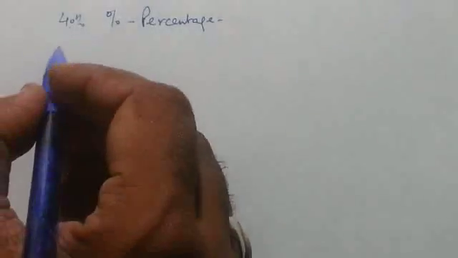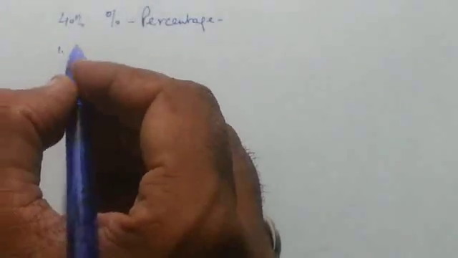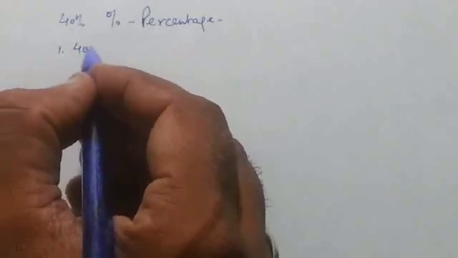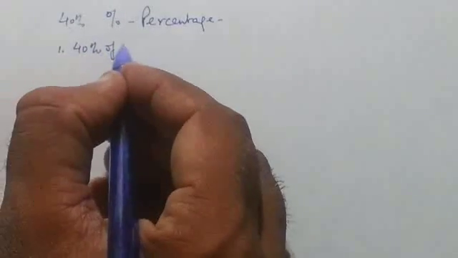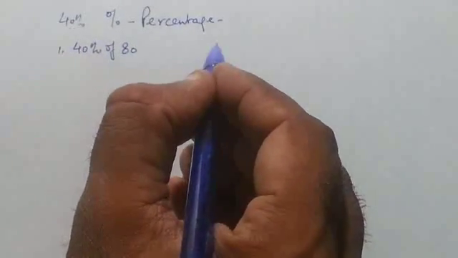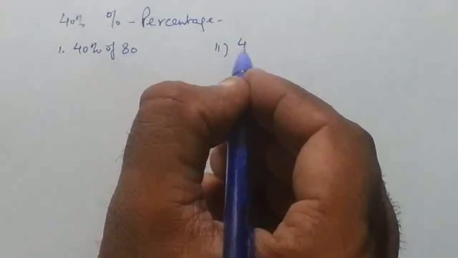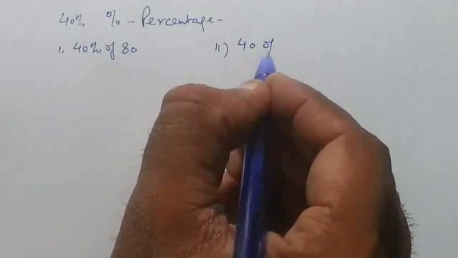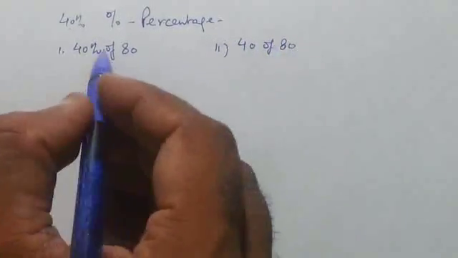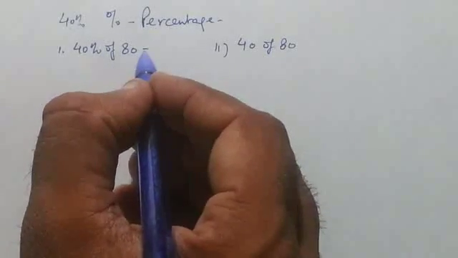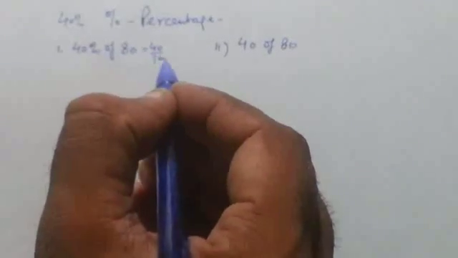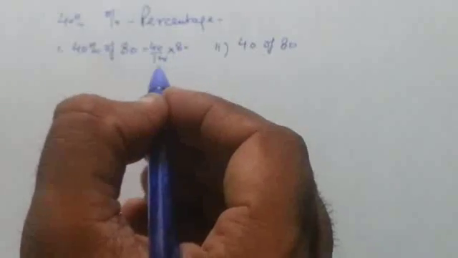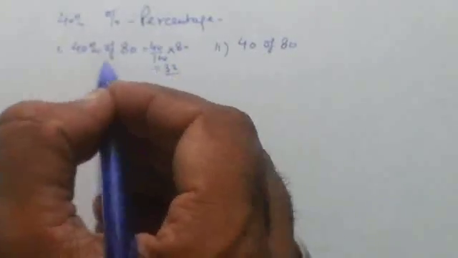Now, let us say one question is, I'm asking you, what is 40% of 80? Another is, I'm asking you, what percentage is 40 of 80? So what is 40% of 80? It is simple. 40% means 40 upon 100 into 80. So it gives me 32. This is the value, right?